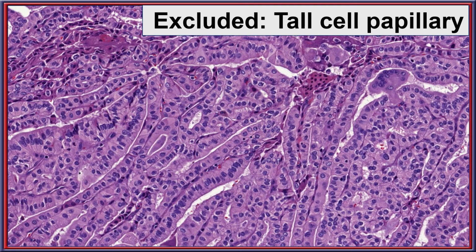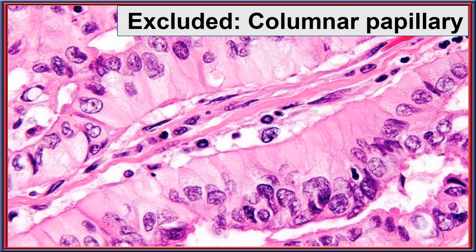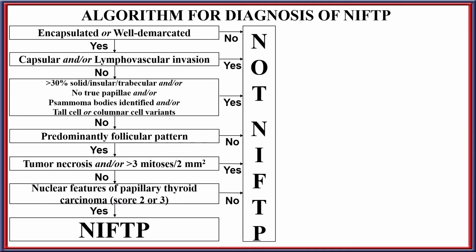Tall cell pattern, here you can see cells that are at least 3 times as tall as they are wide, arranged in a tram track distribution. And you'll notice there are also some giant cells here, so that's another feature that helps you with papillary carcinoma. But the tall cell pattern is going to take you out of this lesion. The columnar cell variant is also going to take you out of the pattern, where you have subnuclear vacuolization and clearing, so well identified in this example.